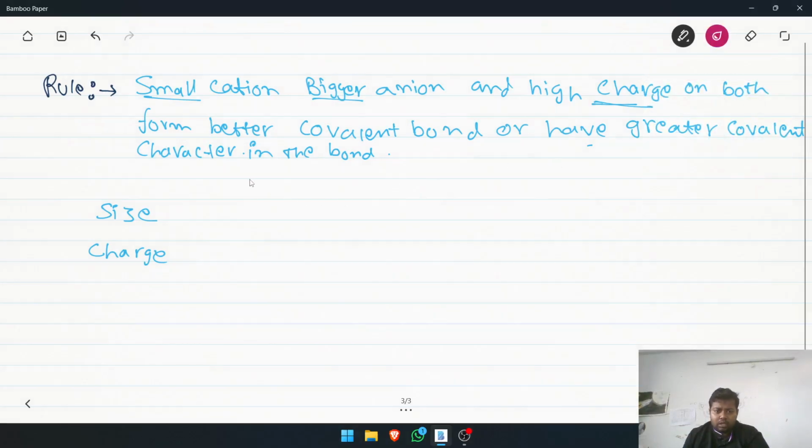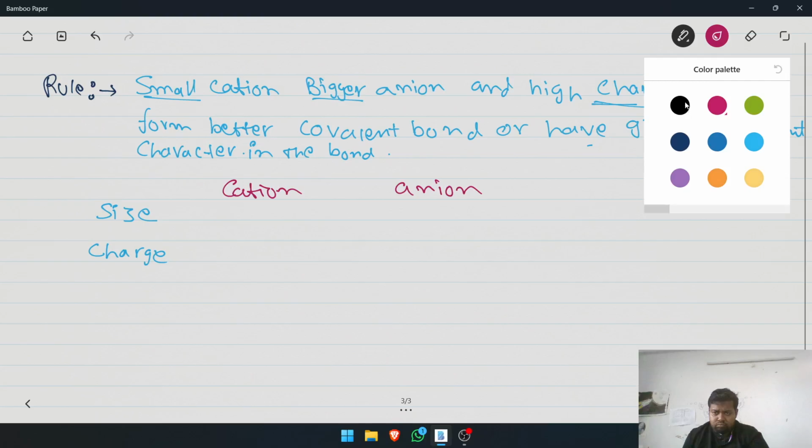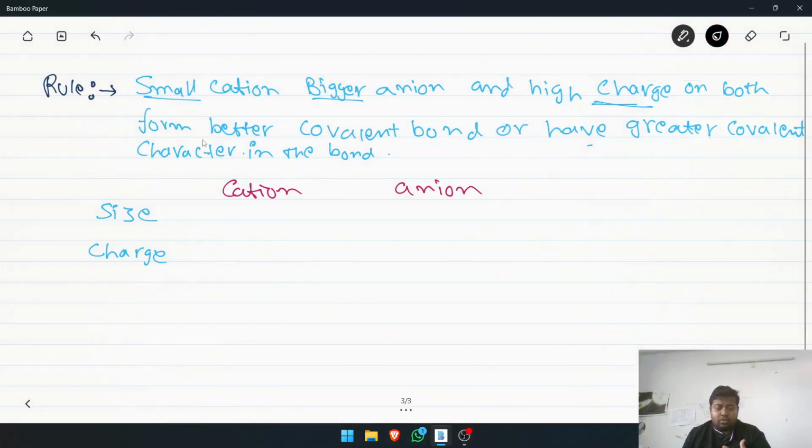There are two charge things, that is cation and anion. The rule says that for a better covalent character in a bond, the cation size must be small and the anion size must be large. And the charge in both cases must be high.